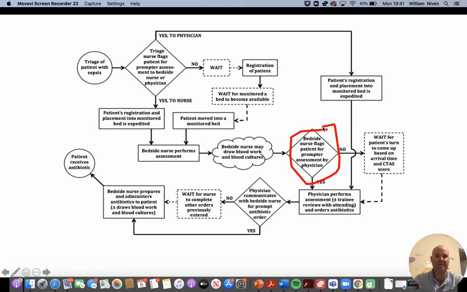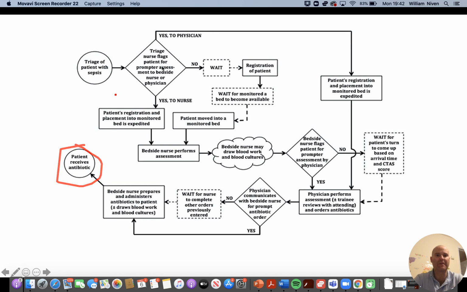And the physician at that point reviews with a consultant and decides whether or not to order antibiotics. And then ideally that physician then chats to the nurse and says, would you mind getting some antibiotics ready? And then finally, the patient receives the antibiotic.